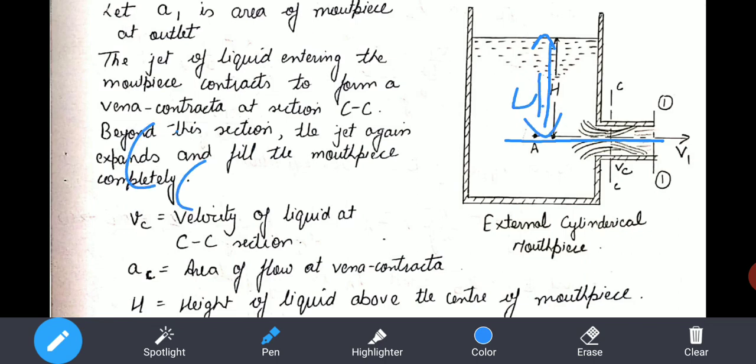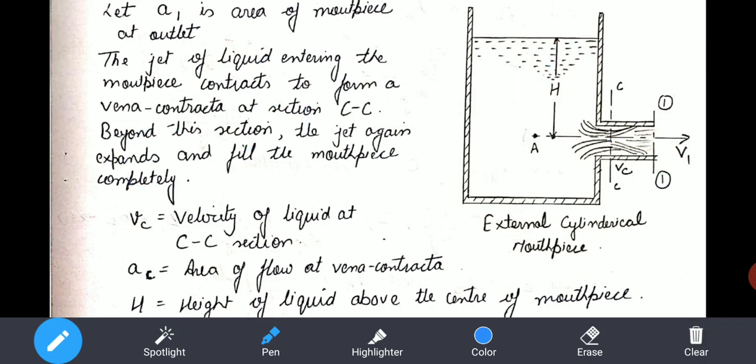Similarly, CC is the coefficient of contraction. What is the coefficient of contraction? Coefficient of contraction is the area of jet at vena contracta upon the area of orifice. Okay, and the last term is V1. V1 is the velocity of liquid at the outlet. Here, whatever the velocity is, we consider it as V1.